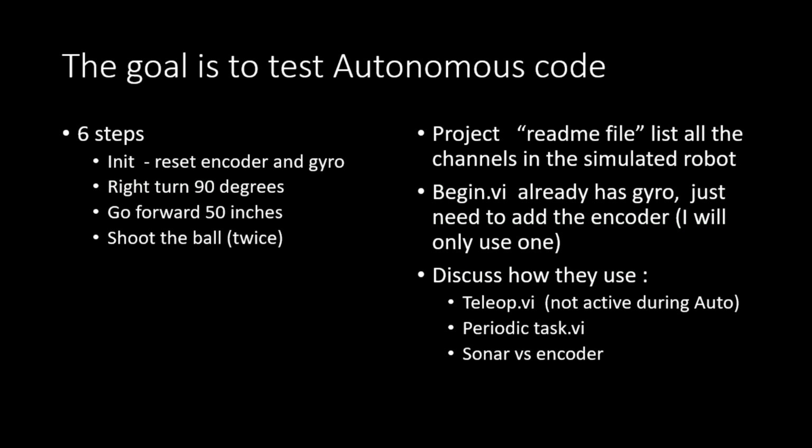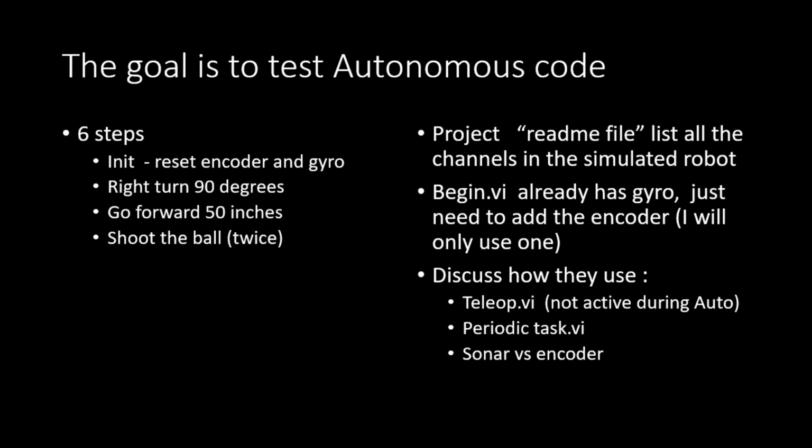Now, as we look at begin.vi, it already has the gyro set up, and so the only thing I need to add is the encoder. It's got 2 encoders, you'll notice, so I'm only going to use the one, and it simplifies the design, but it makes it relatively easy in tank mode because you should be driving both sides the same direction at the same time. And then I'm going to discuss how they use tele-op, which is difficult because it's not something that's active during autonomous. And then some of their controls are in periodic task.